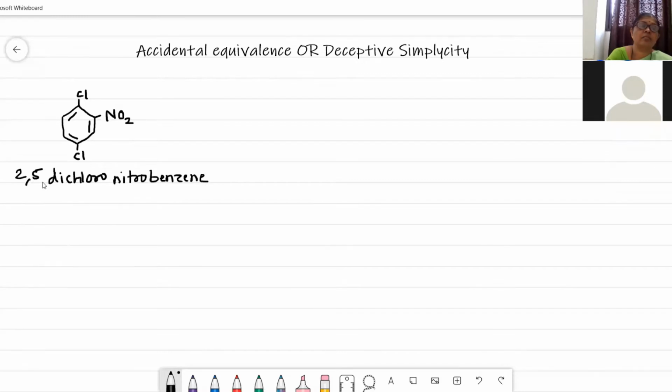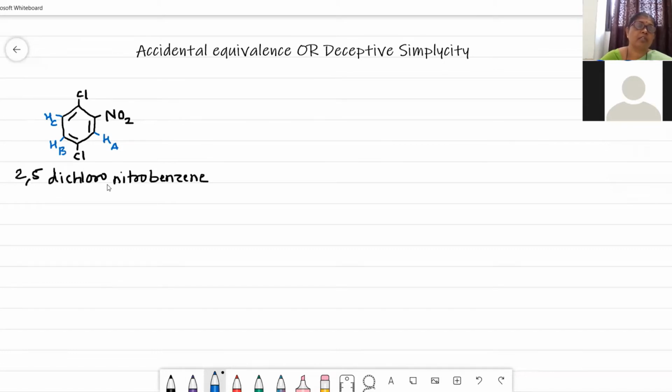This is the structure of 2,5-dichloronitrobenzene. In 2,5-dichloronitrobenzene, there are 3 sets of protons on the benzene ring. This is HA type of proton, this is HB type of proton, and this is HC type of proton. Now we have to learn accidental equivalence or deceptive simplicity.